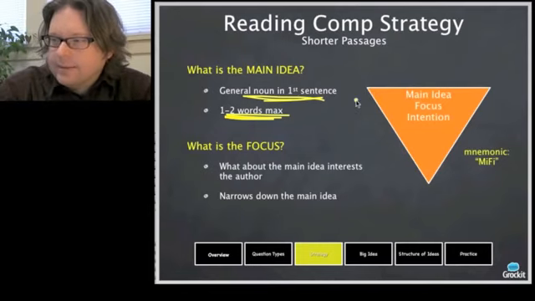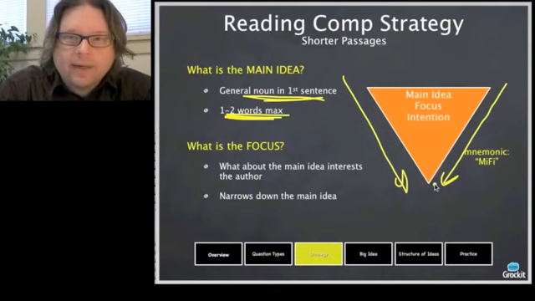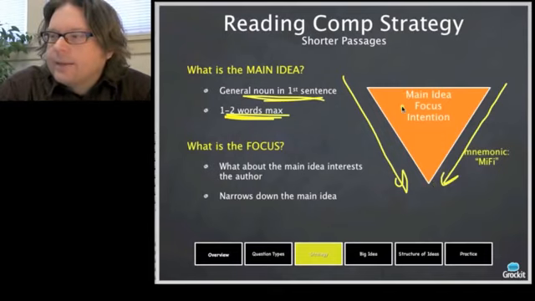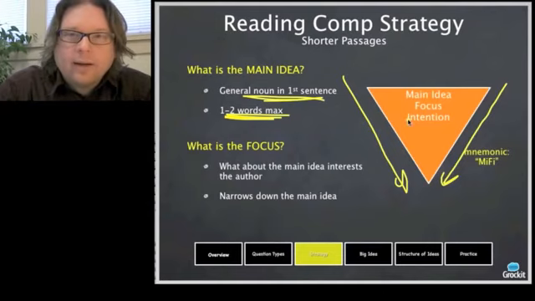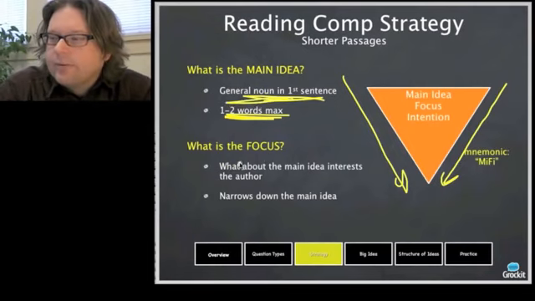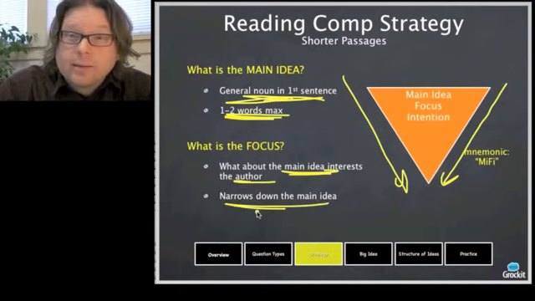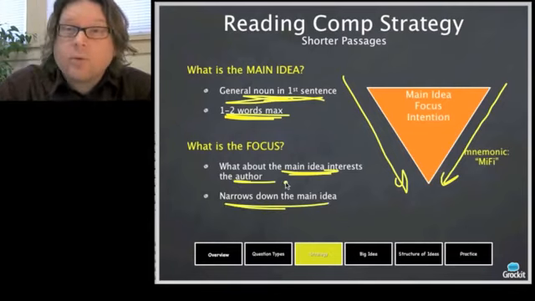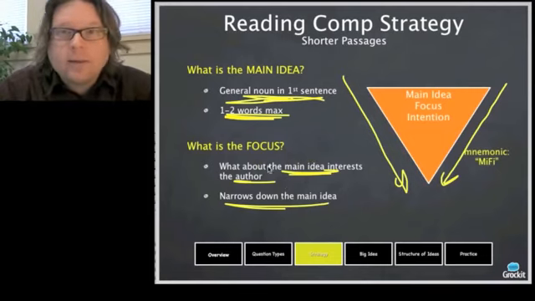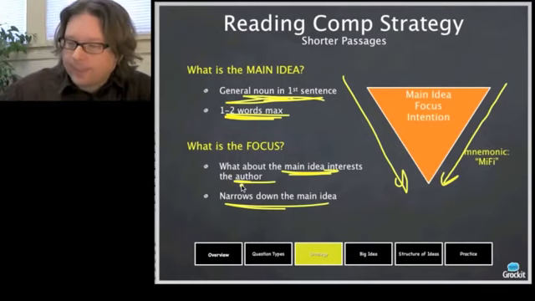And what you're following is an inverted triangle from the most general to the most specific aspects of the passage. Starting off with the main idea, going to the focus, and then finally what the purpose or intention was of that focus. So main idea, one or two words. The focus, what about the main idea is interesting to the author, and it narrows it down. Like I said, going from dogs to one specific breed of dogs, and why they make good house pets or why they don't. So it'll be a narrowing of the main idea.